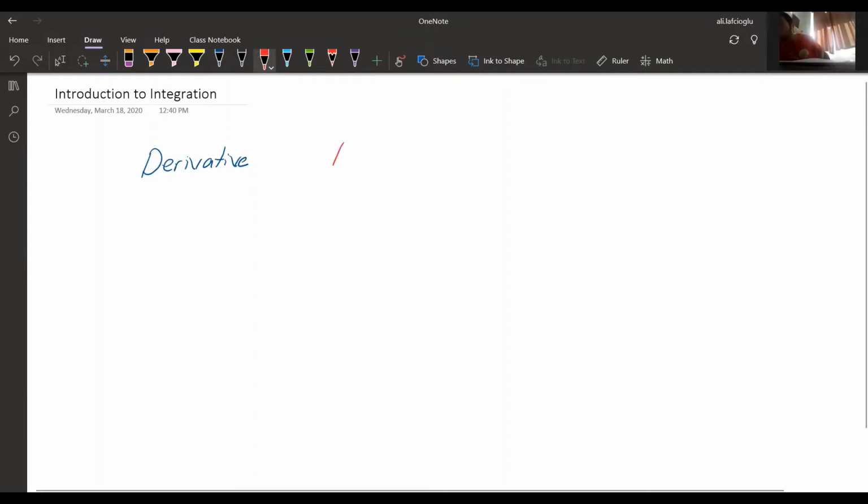Today, we will take a look at integral. So we have the following relation between them. So when both of them are related to each other, inverse functions.